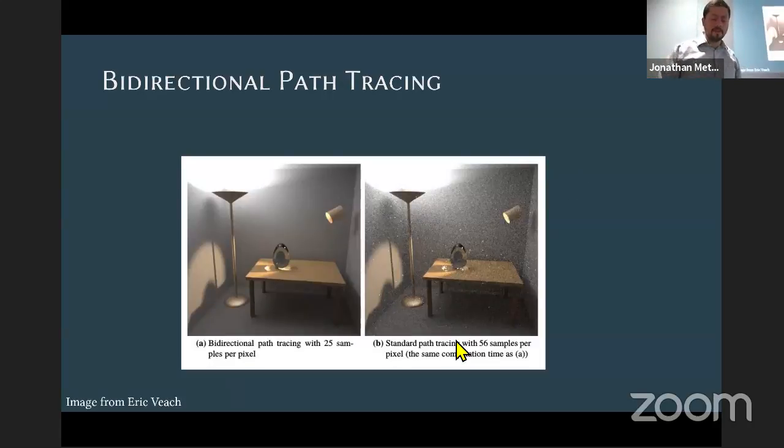And each shows some of the implications there, right? Bidirectional path tracing with 25 samples, standard path tracing with 56, and the same computation time. So this result is far better than this result. And so having this kind of improvement, as far as time goes, is pretty massive compared to what you had to do before, which is just wait for the samples to converge.